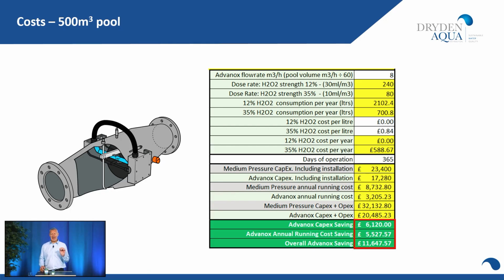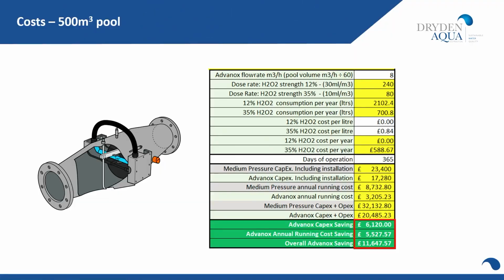But the really interesting one is the annual savings. With Advanox, you're going to be saving, compared to a medium pressure UV system, just over £5,500 per year. So in the first year, you're saving £11,647. So if you haven't already got AFM in your filter, that saving is going to go some way to paying for that media and replacing it to sand.